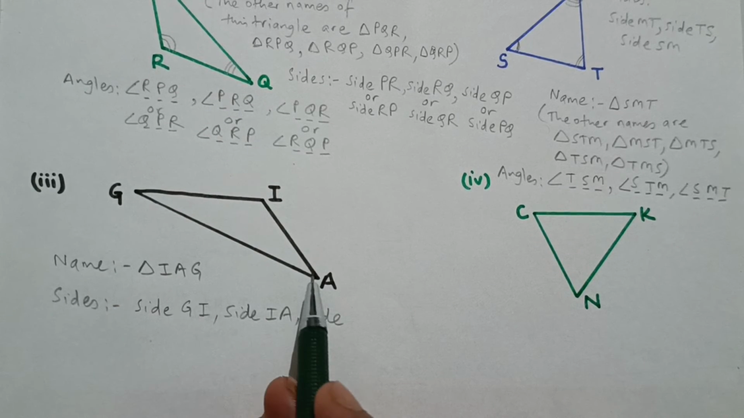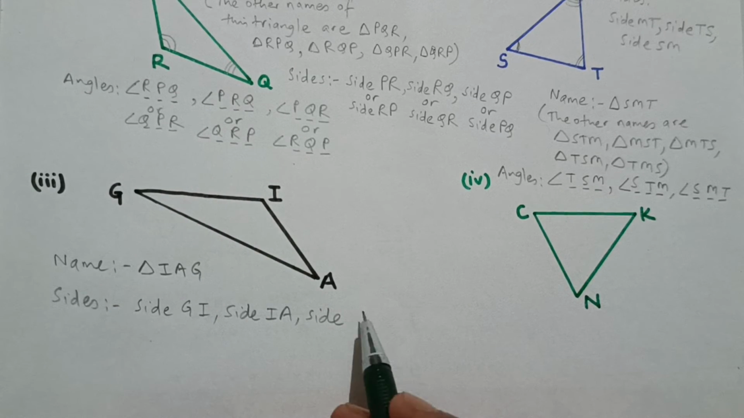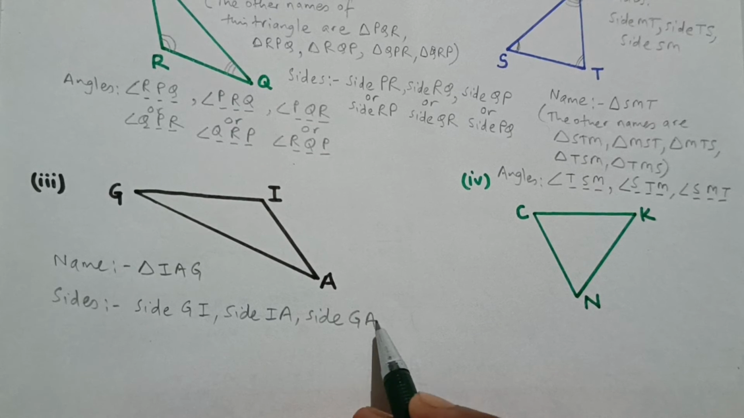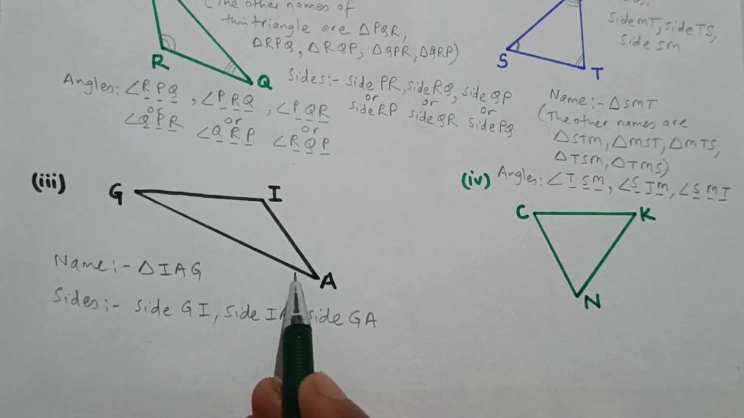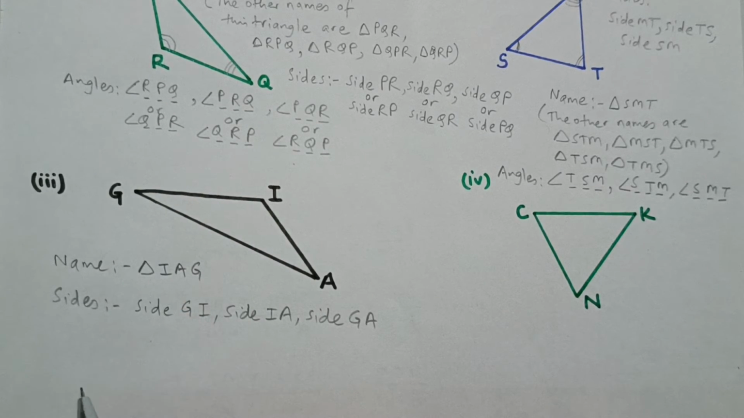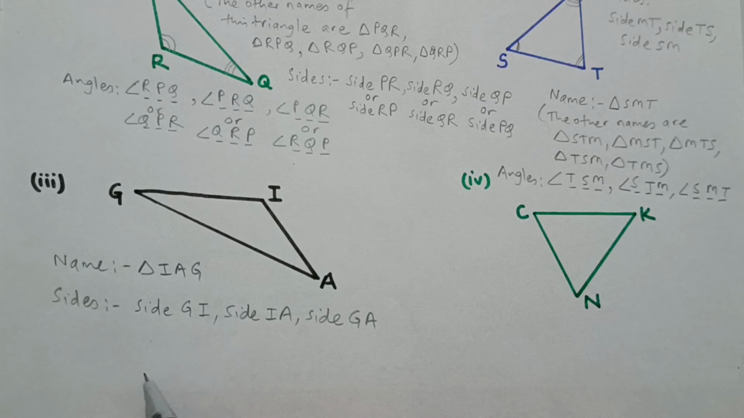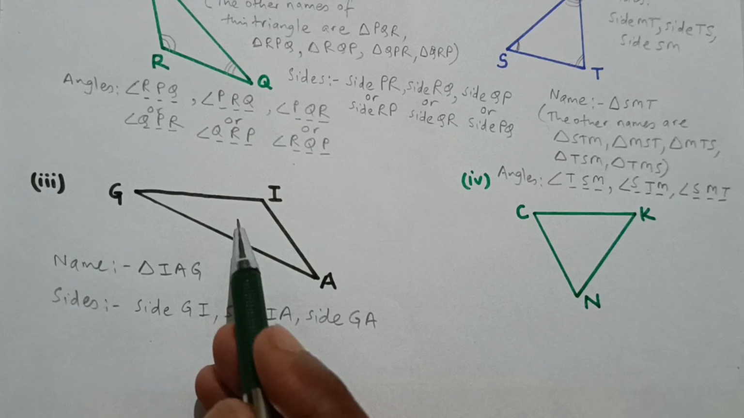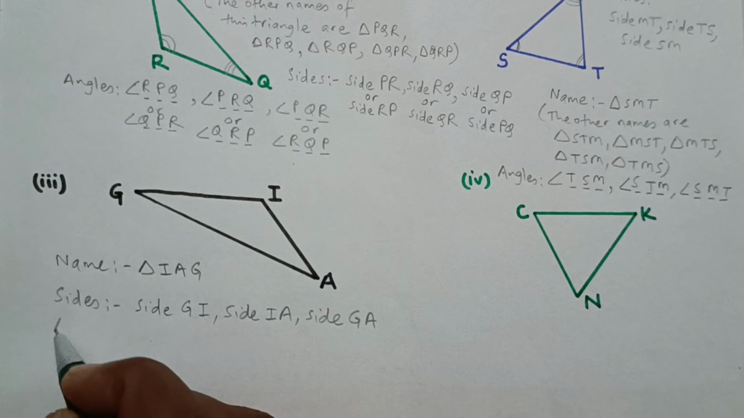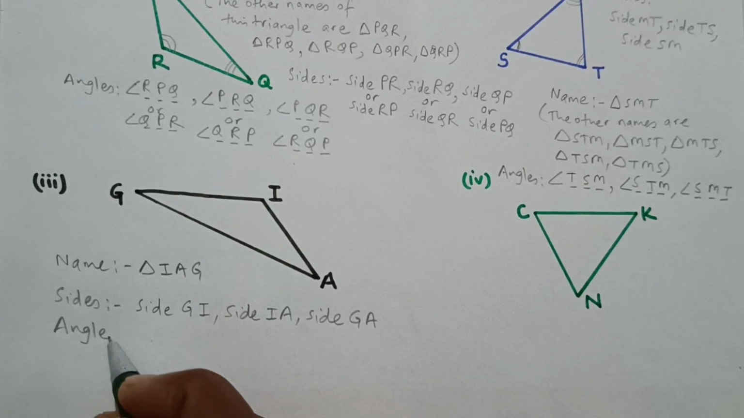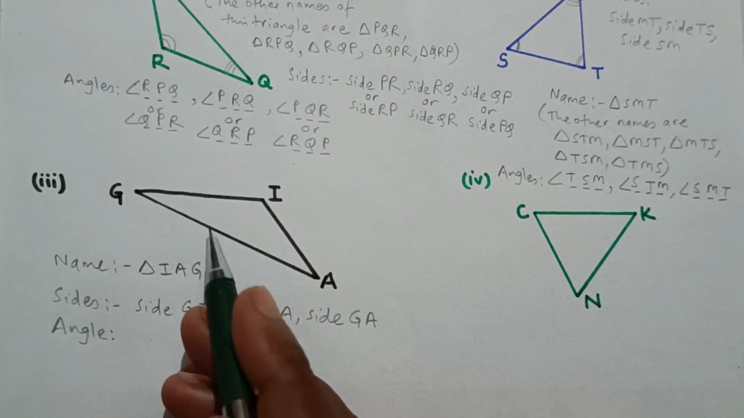So this side I am calling side GA. Side GA. You can call this side AG also. So side GA or side AG both represent this side. So these are the three sides of this triangle. Now let us go to angles. What are the three angles of this triangle?